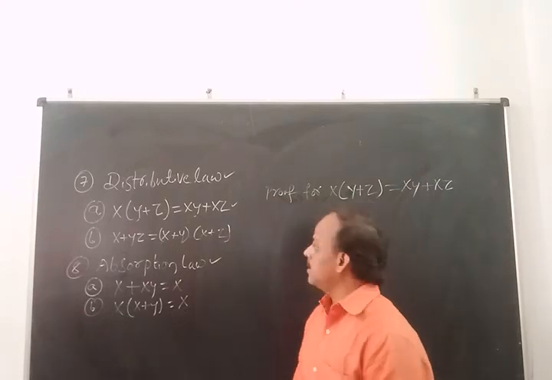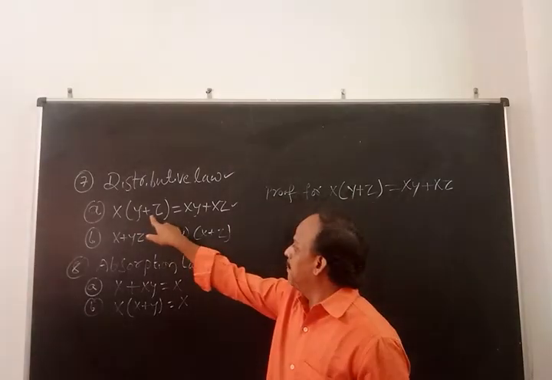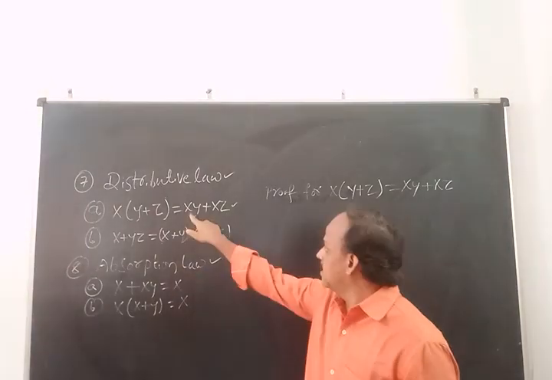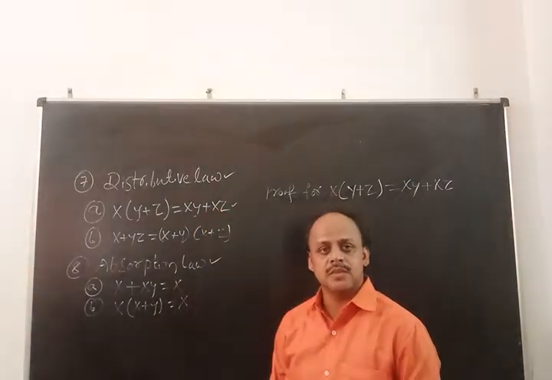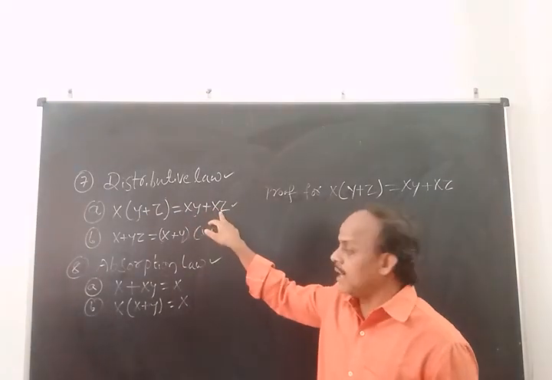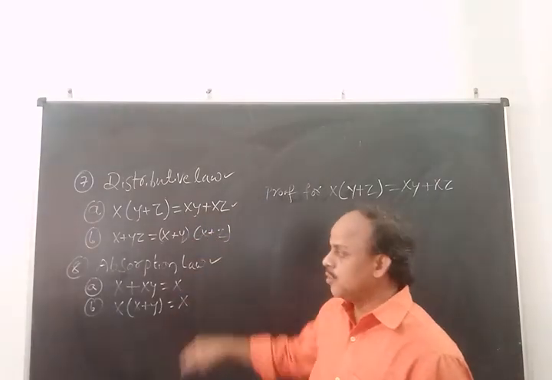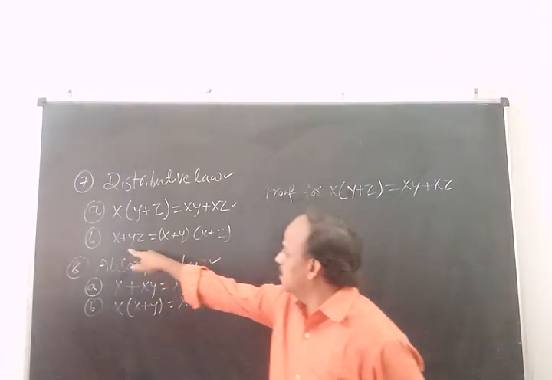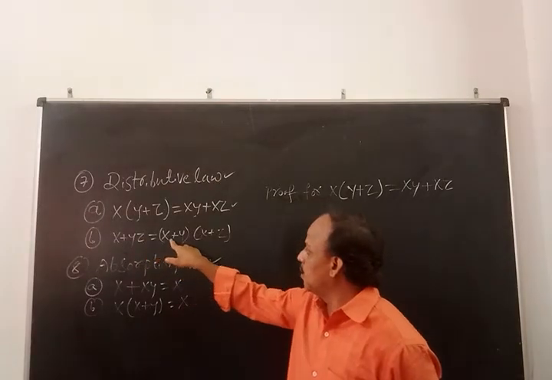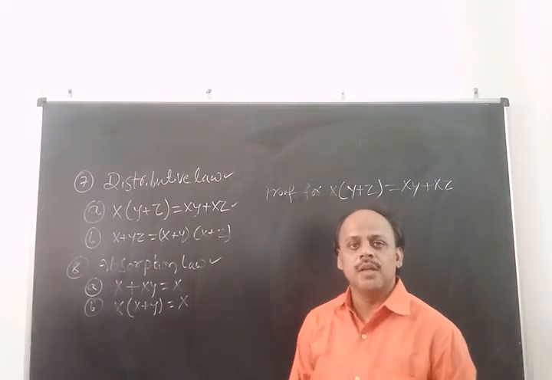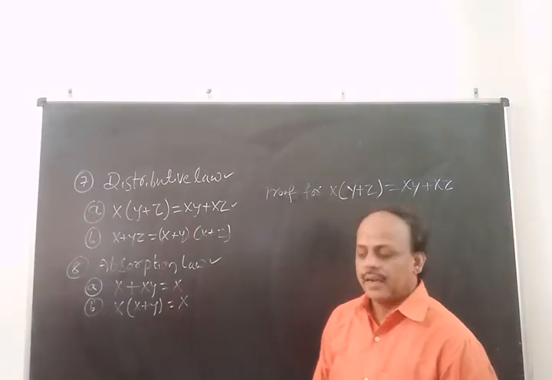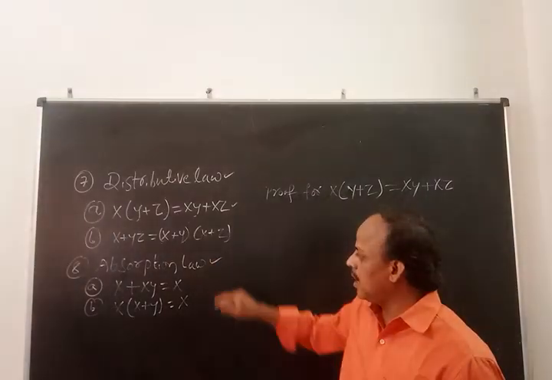Distributive law states that x into bracket of y plus z can be written as x into y plus x into z. This is the first distributive law. And the second distributive law states that x plus y into z is equal to x plus y into x plus z. And now see the absorption law.